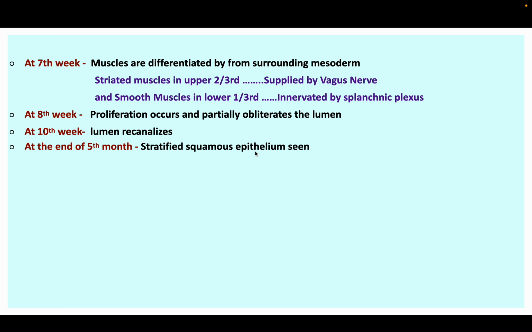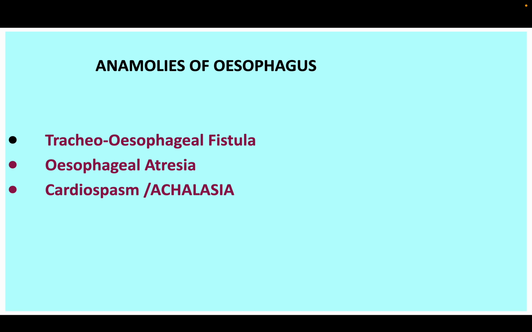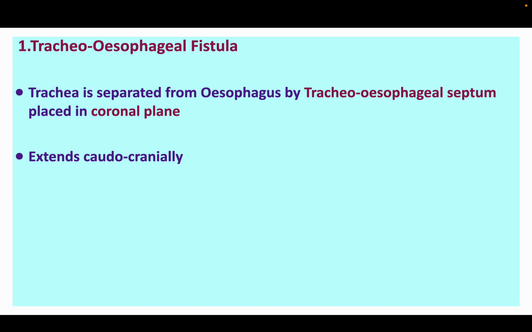So this is important. So these are the sequences of events in the development of the esophagus. Now, what are the anomalies of the esophagus? During the process of formation, or you can say the appearance of the esophagus, if any event is arrested at any stage, that leads to the formation of an anomaly. Now, first is the tracheoesophageal fistula.